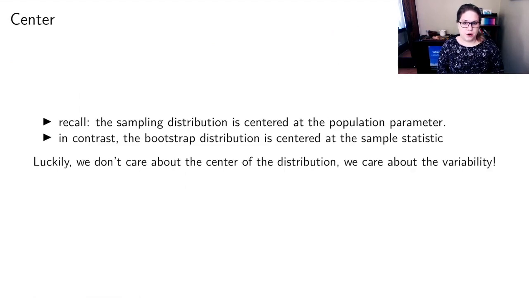So if you remember, the sampling distribution, if we were able to take repeated samples from the population, the sampling distribution would be centered at the population parameter. In contrast, our Bootstrap distribution is centered at the sample statistic. So that's not the most convenient. But luckily, the thing that we really care about with the distribution is the variability.